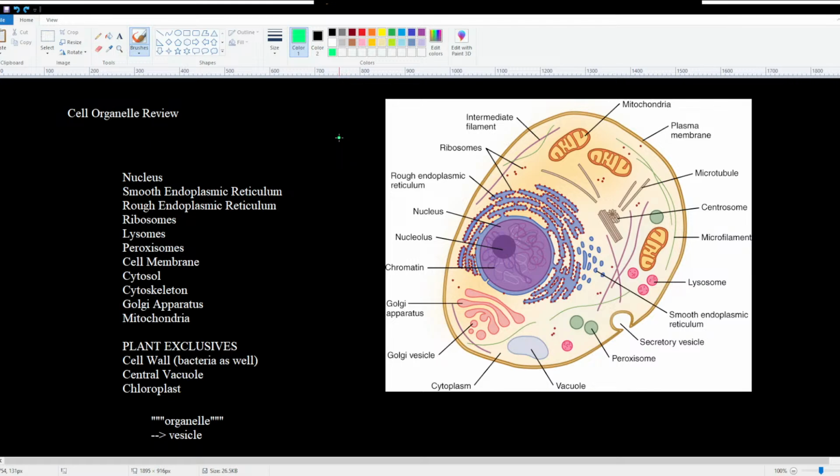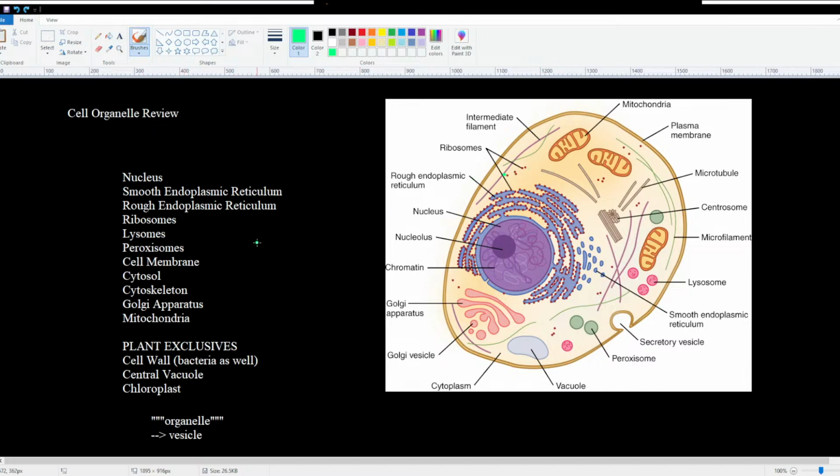Lipids include hormones such as testosterone and estrogen, as well as cholesterol. So the smooth ER is where we make lipids, versus the rough ER, where we make proteins. And the only difference is the presence of ribosomes. So we went over ribosomes, right?